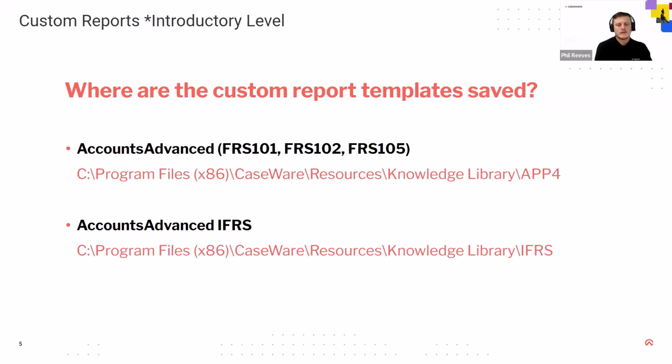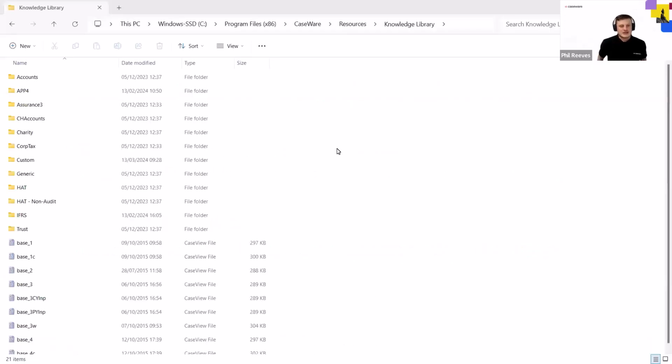Our starting point for this session is going to be within the knowledge library folder within the Caseware installation path. So if I just take a second to jump out of the slide, I will jump into our knowledge library folder. As you can see, I'm in the C drive, Program Files 86, Caseware Resources, Knowledge Library at the top of the screen. Again, an important part of this process is to make sure we go into the right location when we are creating these reports. So APP4, IFRS, depending on the type of financial statements you're producing.